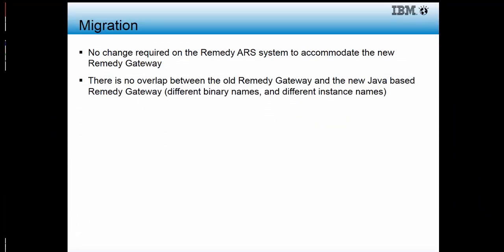Okay, just a couple of notes on migrating the older gateway to the new gateway. There are no changes required on the Remedy ARS system to accommodate the new Java Remedy Gateway. There's no overlap between the old gateway and the new Java-based gateway. It uses different binary names and different instance names.